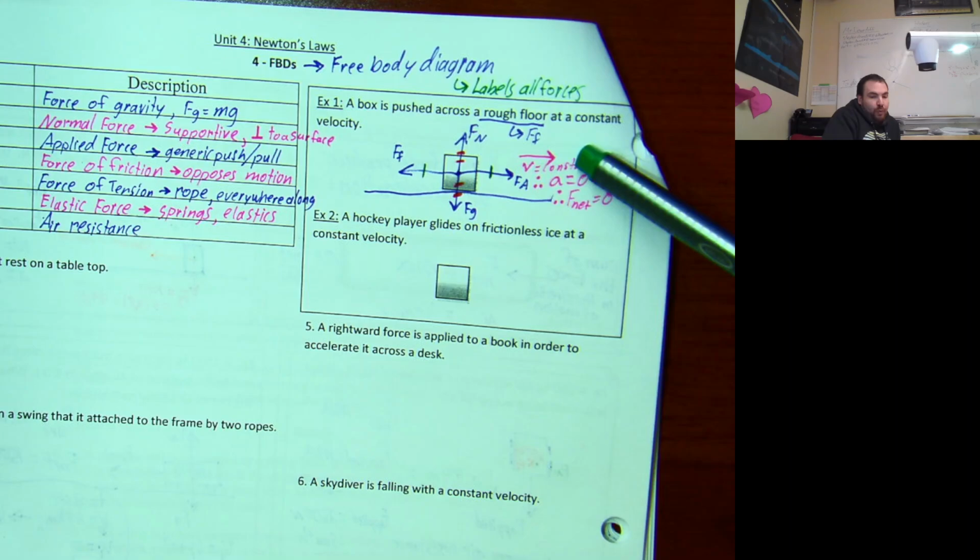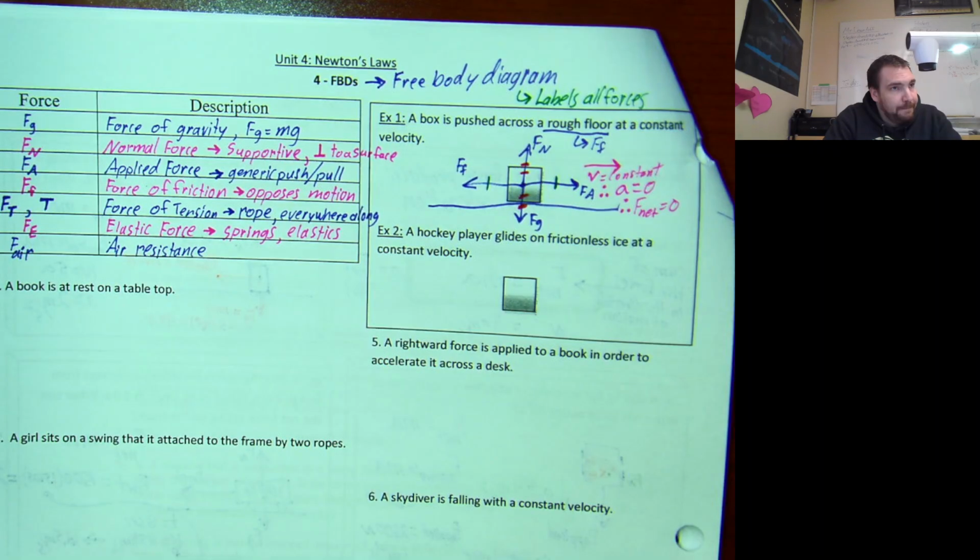This is the free body diagram for this box. As far as we're told, there's nothing else acting. So the next one, a hockey player glides on frictionless ice at a constant velocity. What's acting on our dude? Or dudette? Yeah. Gravity.